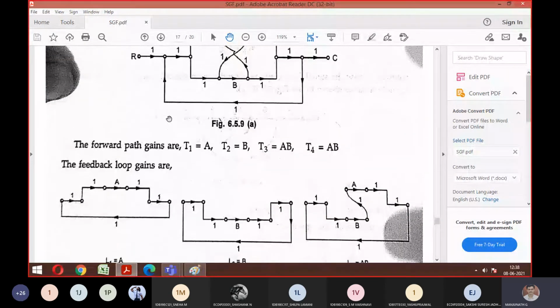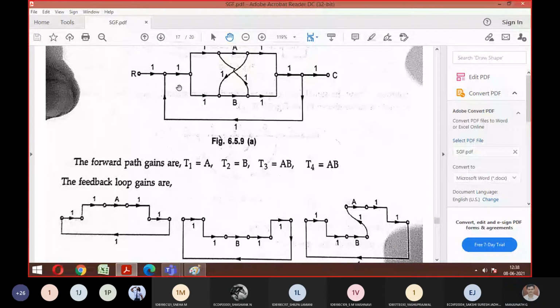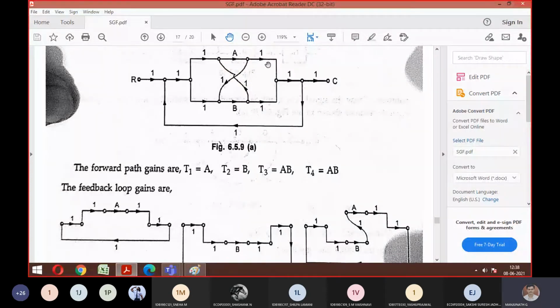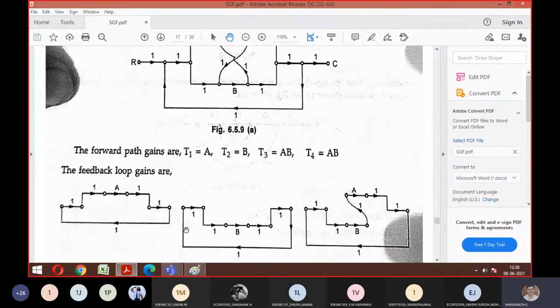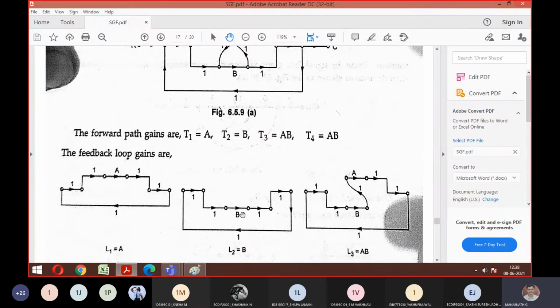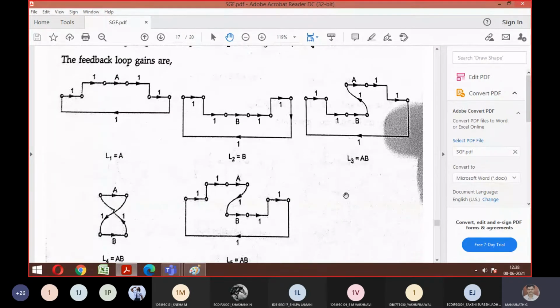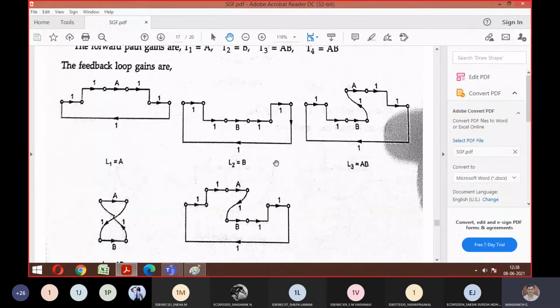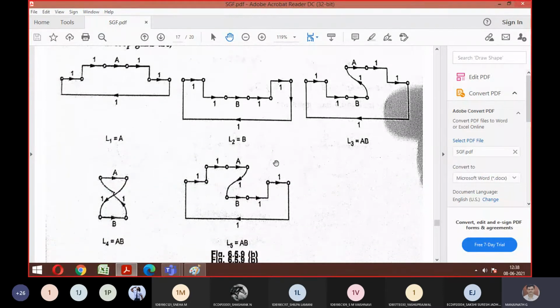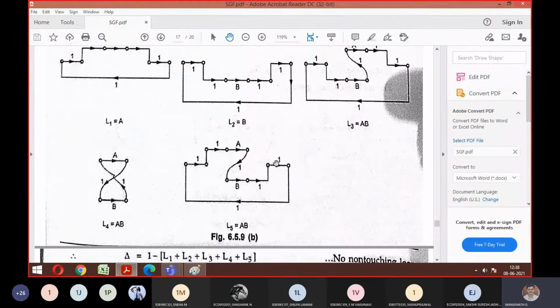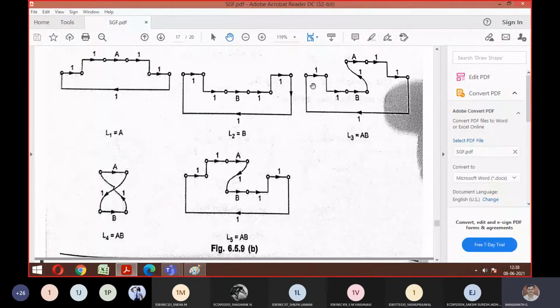The loop 1, go on, you can see the cursor here: 1, 1, A, 1, 1. So it ends at the same node. The starting node and ending node should be the same. One more loop. You can trace a path however you want, but make sure it's not touched twice. So from that logic, we got to know there are 5 loops, and we got L1, L2, L3, L4, L5. Then we checked all the loops for touching, right? So compare L1 with L2, L1 with L3, and in the same way the others also.